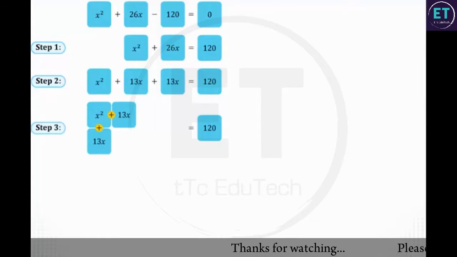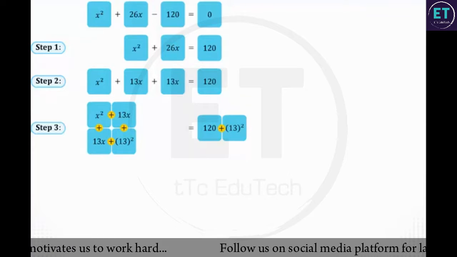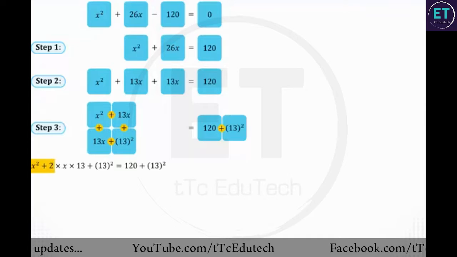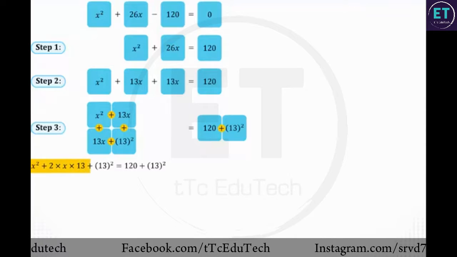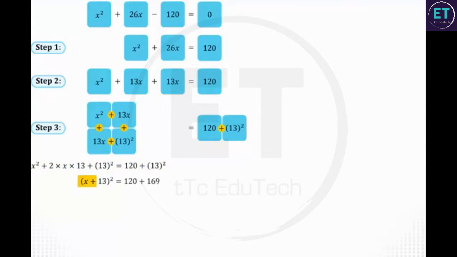Step 3. The next step involves making the equation a perfect square. Add 13 squared on both sides of the equation. You get x squared plus 2 times x times 13 plus 13 squared is equal to 120 plus 13 squared.